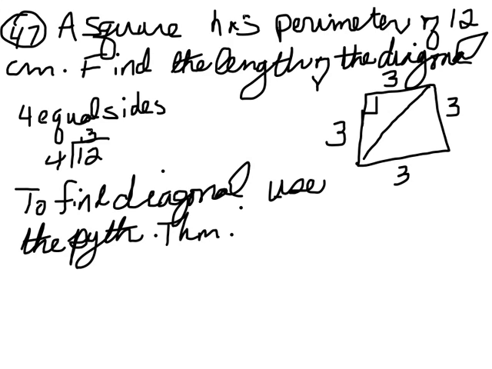Okay, so for number 47, you have a square, and they tell you that it has a perimeter of 12. We know that in a square all the sides are equal. So if we divide 12 by 4, we know that each side is 3 centimeters.